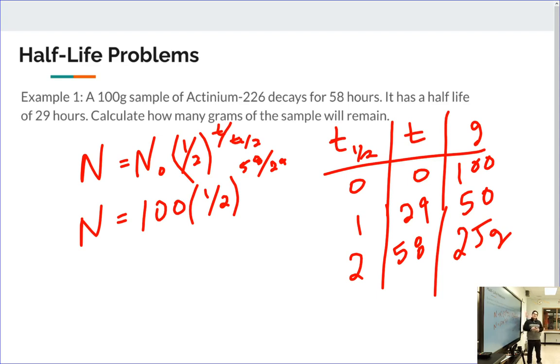All right. So I'm just going to punch this in. I'm typing 100 times 1/2 to the power of 58 divided by 29. All I did was punch it in my calculator, and it did all of that math for me. I get 25. Okay? Good here?